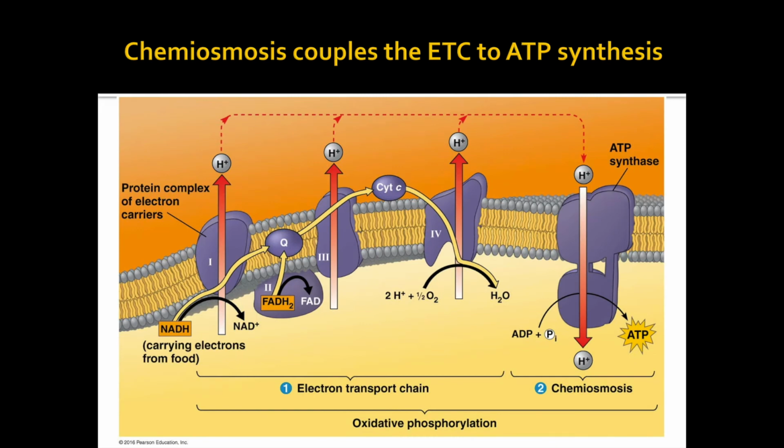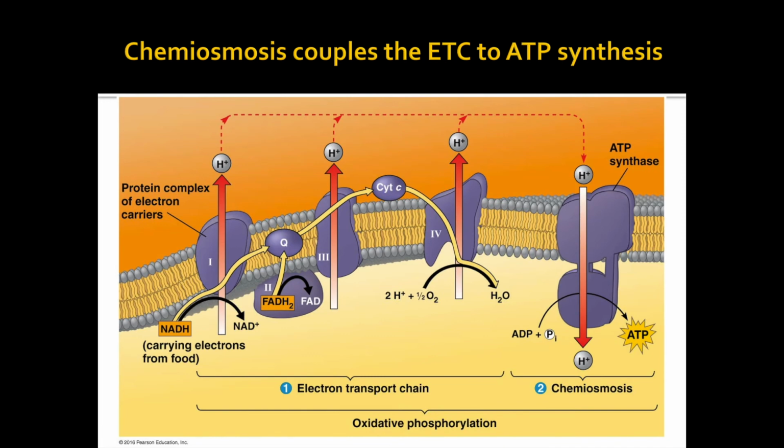Finally, let's put everything together. Chemiosmosis couples the electron transport chain to ATP synthesis. So now you can see the full picture. On the left, you see the electron transport chain with all the molecules embedded in the inner membrane. You can see the electrons being dropped off by NADH and FADH2 in different locations, and you can see the pathway of electrons in the yellow arrows. And as the electrons are dropped off, so are the protons.